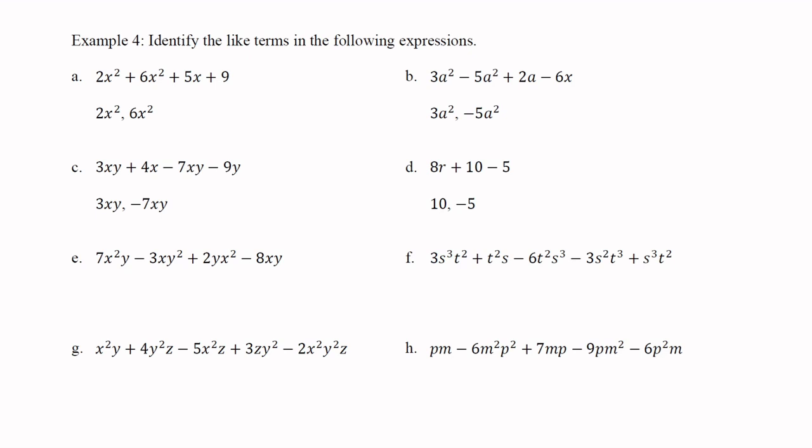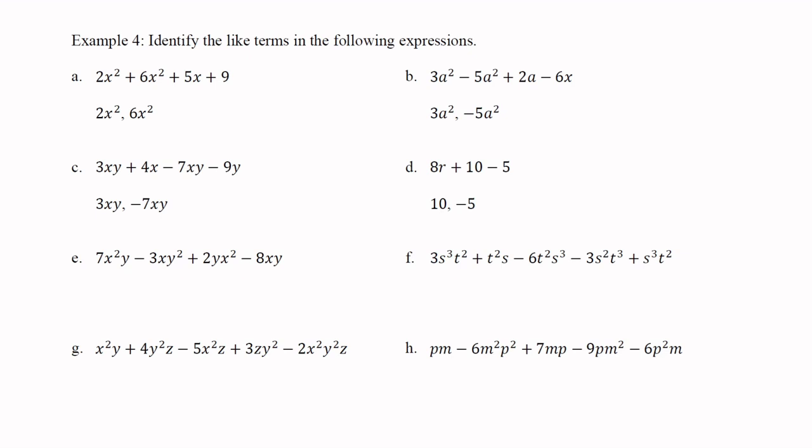In E, we have an x squared y term, we have an xy squared term, we have a yx squared term, and we have an xy term. Now, at first glance, you would say none of those are the same, but you've got to look carefully because multiplication, it doesn't matter which way you multiply, it's going to give you the same thing. For example, 2 times 3 is 6, 3 times 2 is 6. If you flip it, you still get the same result.